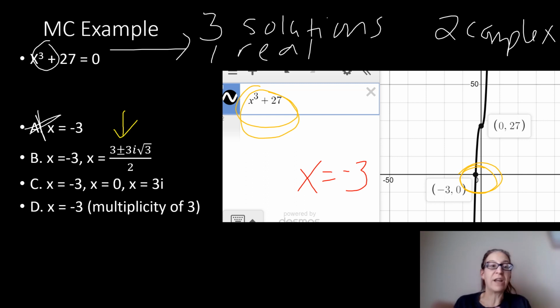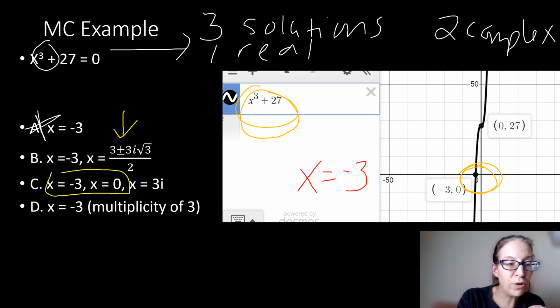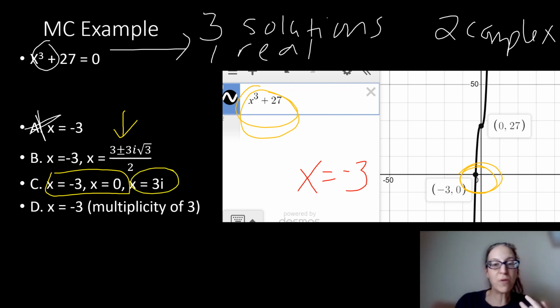I should be considering. If you look at answer choice C, I have 2 real and 1 complex, but remember that complex solutions always come in pairs. You are never going to pick one that has 1 complex or 1 imaginary answer, or 3 or 5. So we're not picking that one.